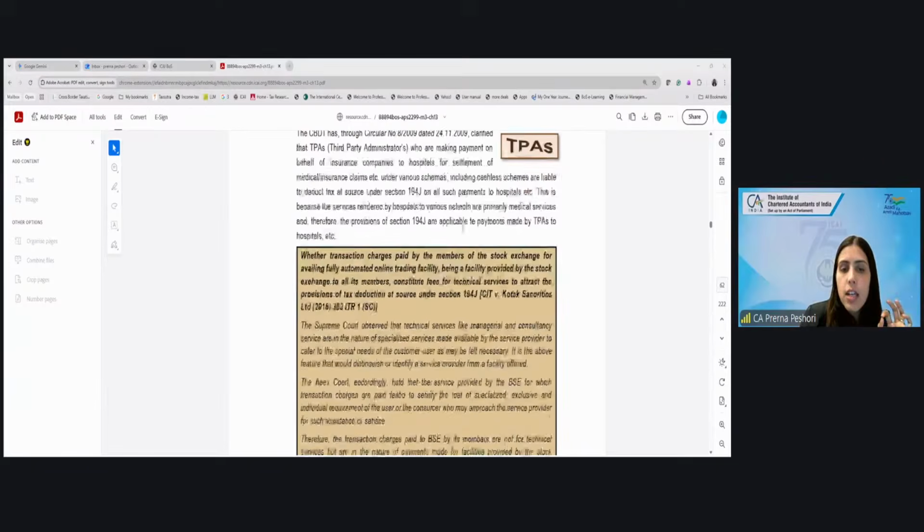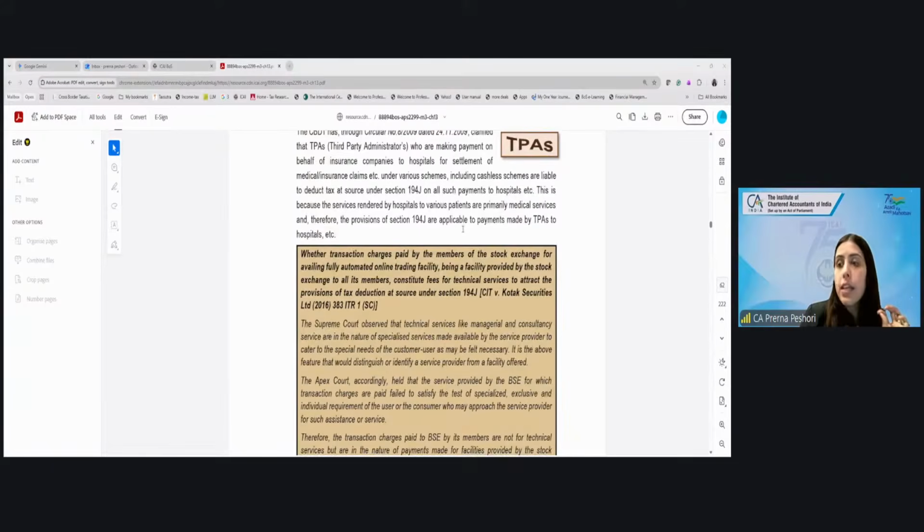Next is the Supreme Court ruling in the case of Kotak Securities. The case was where the charges are paid by the members of the stock exchange for availing the online trading services, which is a facility the stock exchange provides to all the members. Whether this is a fees for technical services to attract the TDS under 194J. So the Supreme Court in this case noted that these services of online trading facility given by the stock exchange to members is a normal service.